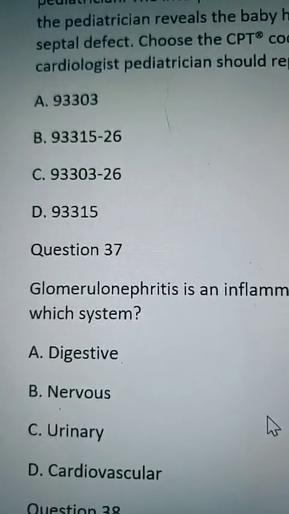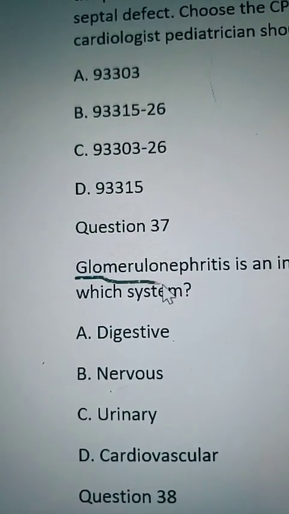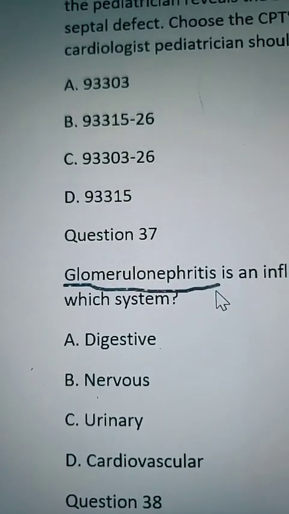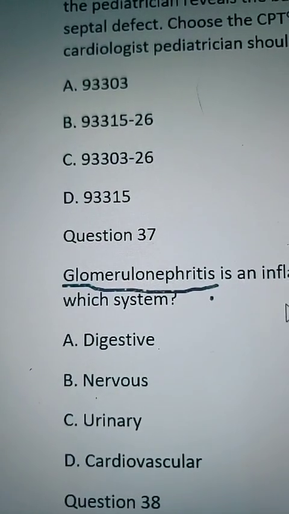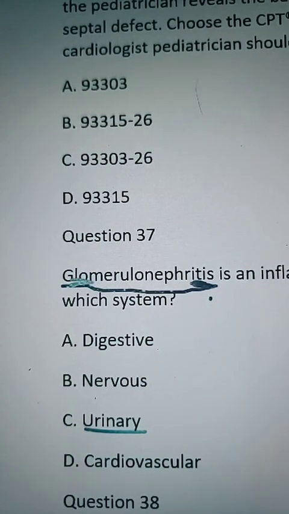All right, let's see. Here's another one. How about that one? I'm not even going to try to pronounce it. It's an inflammation because we've got our itis. You know, itis means inflammation of which system? Yep. Don't forget urinary.